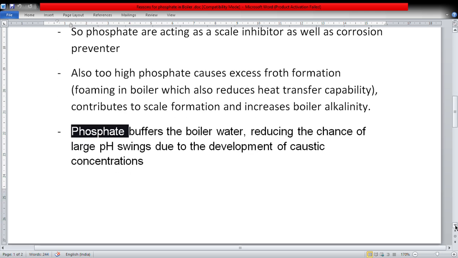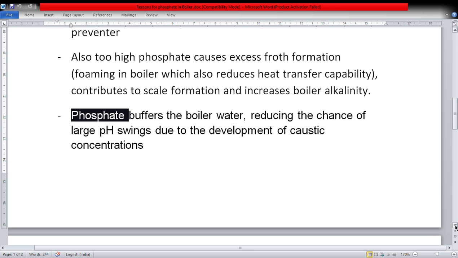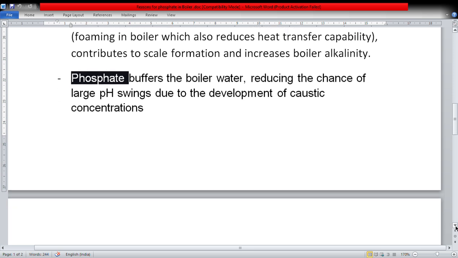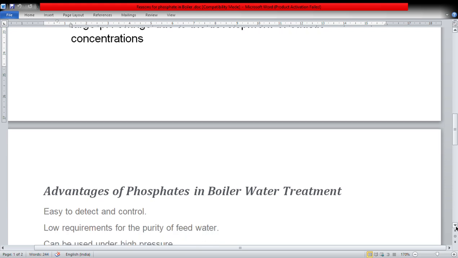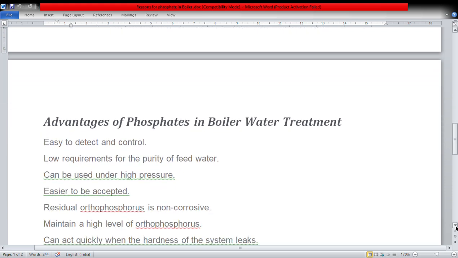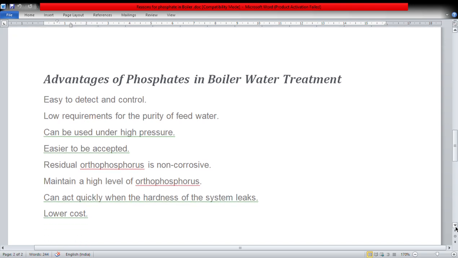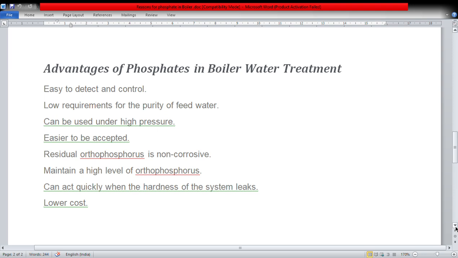Phosphate buffers the boiler water, reducing the chances of large pH swings due to development of caustic concentration. So the pH of 11 to 12 that we already discussed is important. Let us go through the advantages of phosphates in boiler water treatment in a nutshell: easy to detect and control, low requirements for the purity of feed water, can be used under high pressure, easier to be accepted, residual phosphorus is not corrosive, maintains a high level of orthophosphate, can act quickly when the hardness of the system leaks, and lower cost.